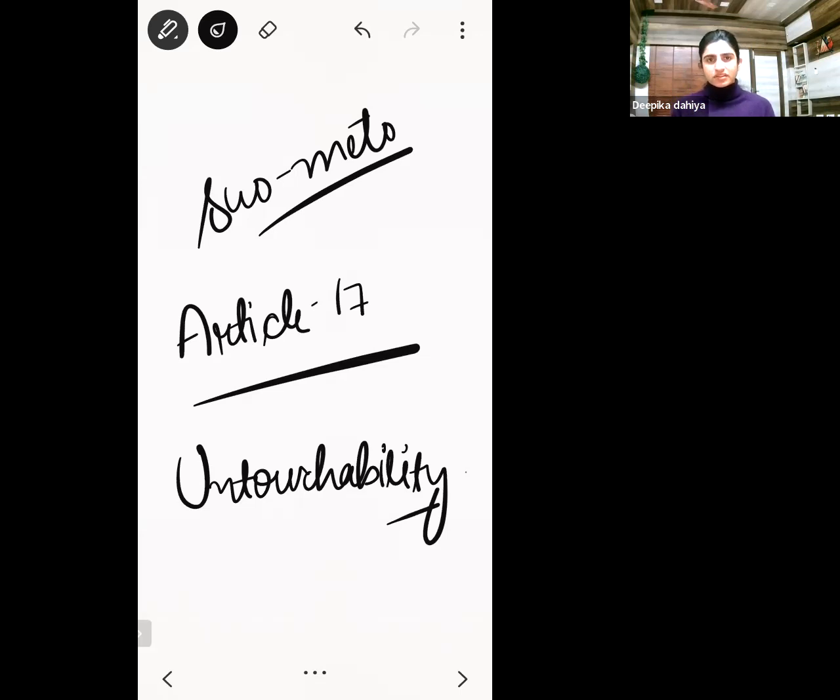What is reasonable restriction? There are many articles. Let's say right to equality.